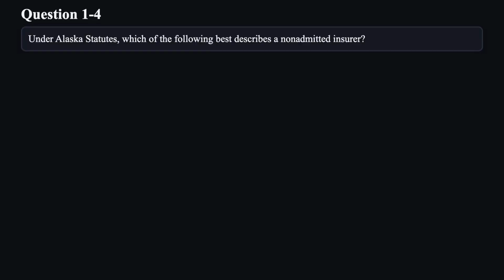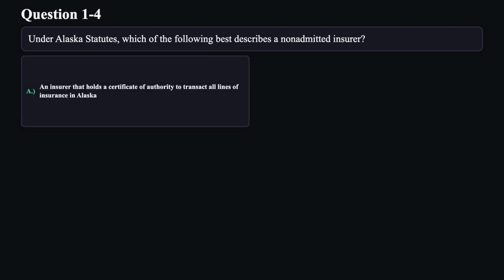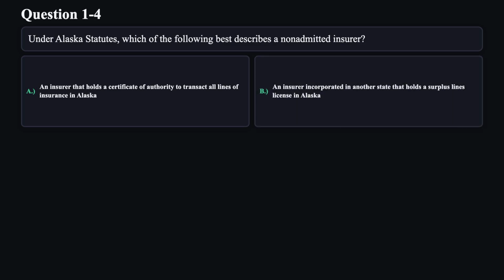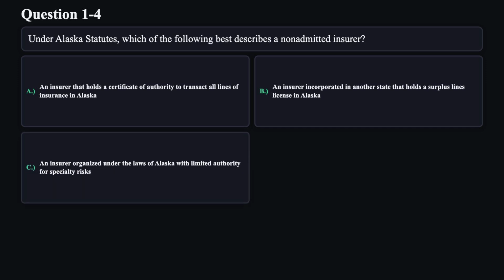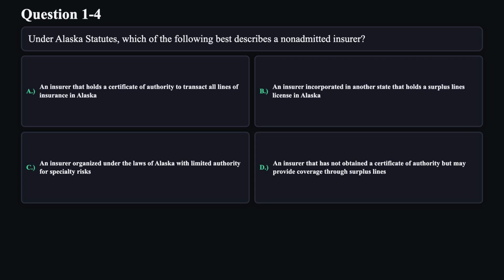Question 4. Under Alaska statutes, which of the following best describes a non-admitted insurer? A. An insurer that holds a certificate of authority to transact all lines of insurance in Alaska. B. An insurer incorporated in another state that holds a surplus lines license in Alaska. C. An insurer organized under the laws of Alaska with limited authority for specialty risks. D. An insurer that has not obtained a certificate of authority but may provide coverage through surplus lines.